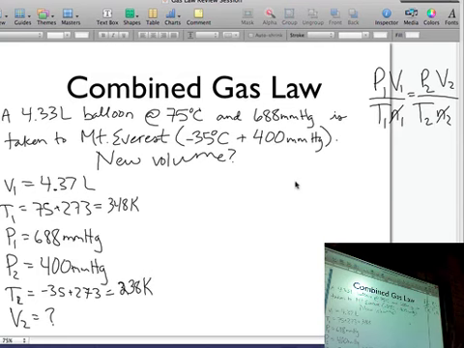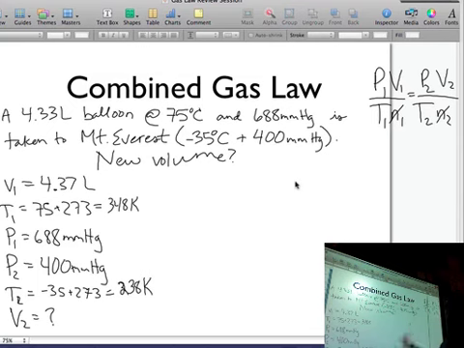So I asked you guys a question a little while ago. What has more influence on volume, temperature or pressure? Pressure, definitely pressure. If there's less pressure being exerted on something, it's way more influential than a temperature change. Because if you look at these numbers, 238 to 348 is not a huge temperature change, but 688 to 400, that's a big change in pressure.